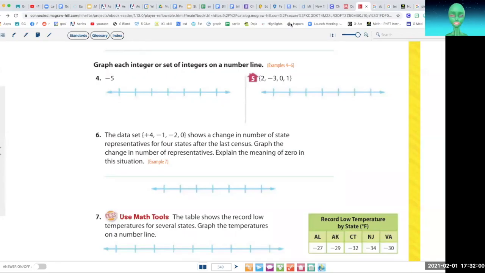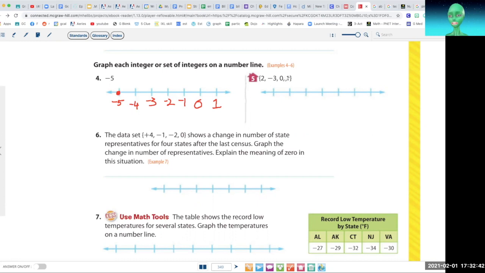All right, cool. So now we're on number 4 and 5, where we're going to have to graph some things in here. It says graph each integer or set of integers on the number line. So here we have a number line. We have to graph -5. So it's up to us how we label this, but we want it to make sense. I'd put -5 here. And if that's -5, then this would be -4, -3, -2, -1. And then 0 and then +1. So -5, you would put a dot right there. That's pretty easy, right?